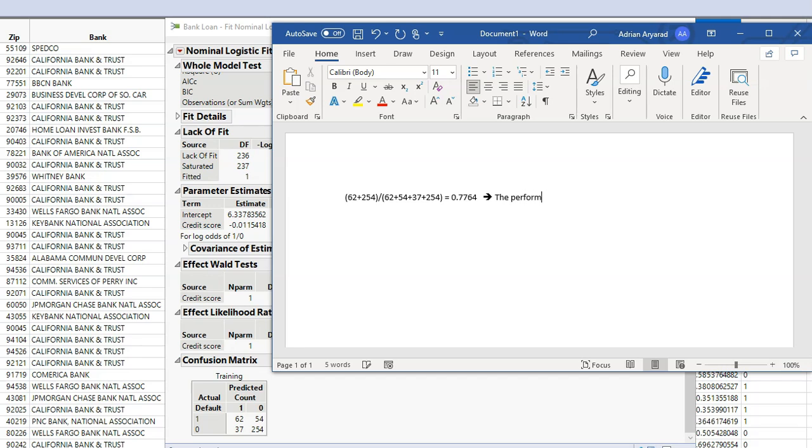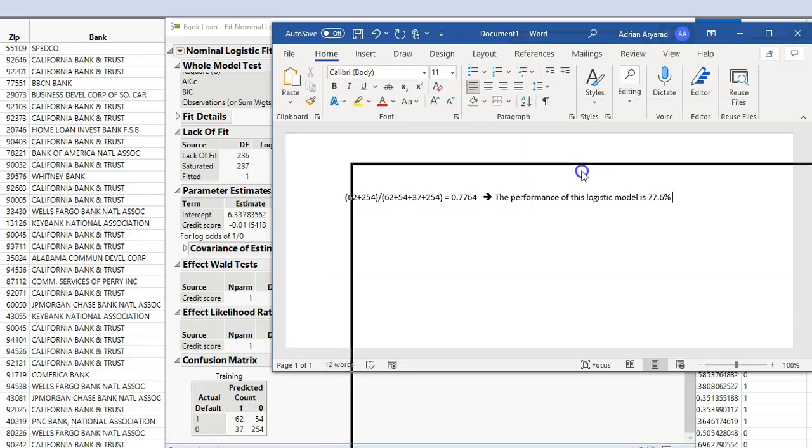Which means the performance of this logistic model is 77.6%, which means it correctly identifies defaults by 77.6% accuracy. Okay, that's how accurate this logistic regression model is, based on the historical data that we just created.